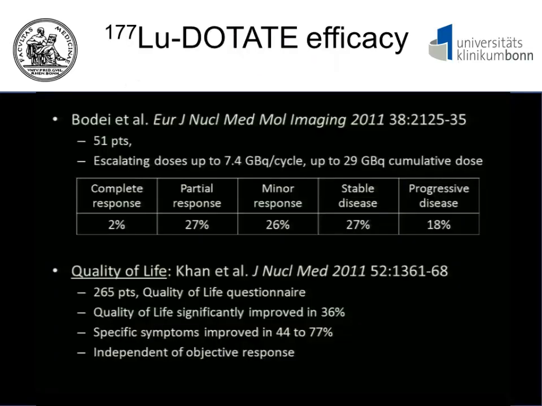very good results. Baum from Germany also performed lutetium therapy for patients with neuroendocrine tumors. They achieved complete response in 2%, partial response in 27%, minor response in 26%, stable disease in 27%, and progressive disease in 18%. And regarding quality of life, Khan showed in 265 patients that the quality of life significantly improved in 36% of the patients, and specific symptoms improved in 44 to 77%.